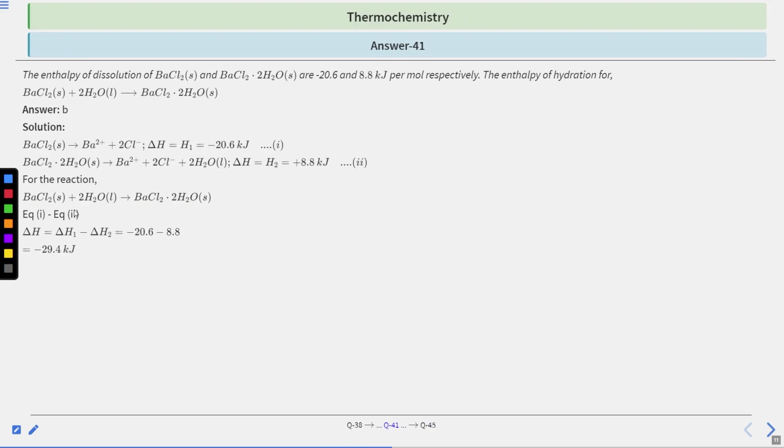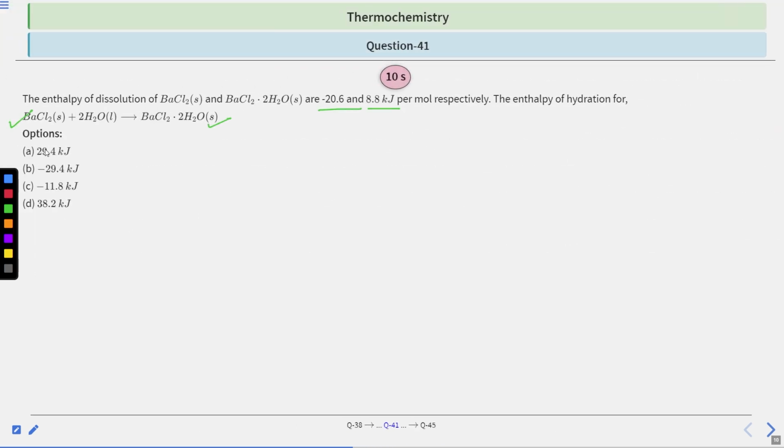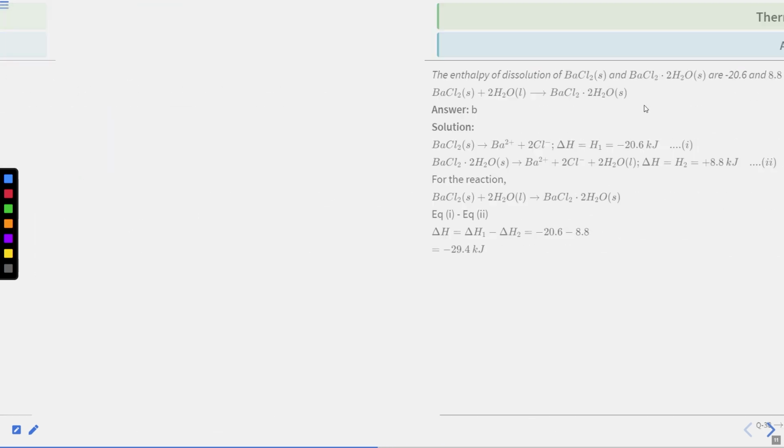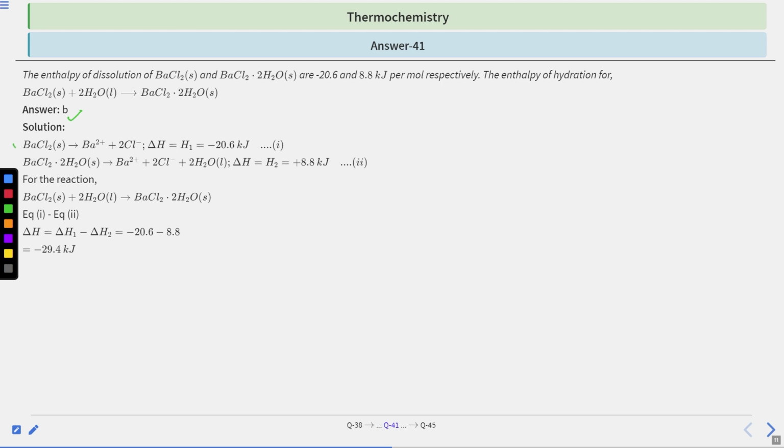Okay, so the correct answer is option B, which is minus 29.4 kilojoules. So let's see how. We have given the enthalpy of dissolution of BaCl2. So BaCl2 gives Ba2+ plus 2Cl minus, and del H, which we can consider H1, is given as minus 20.6 kilojoule for this reaction. Second, the enthalpy of dissolution of BaCl2.2H2O. So BaCl2.2H2O will give you Ba2+ plus 2Cl minus plus 2H2O, and the del H, or you can say H2 for this reaction, is 8.8 kilojoule.